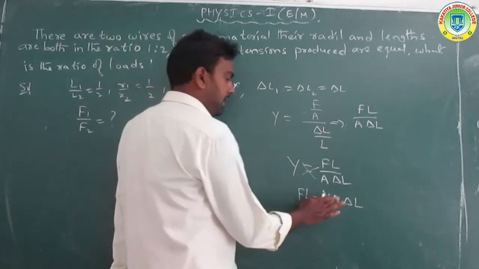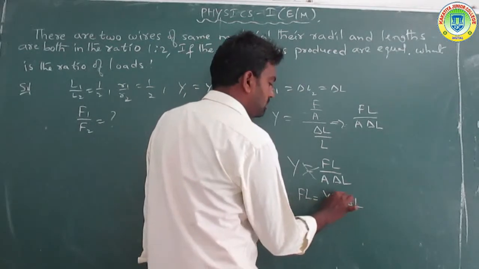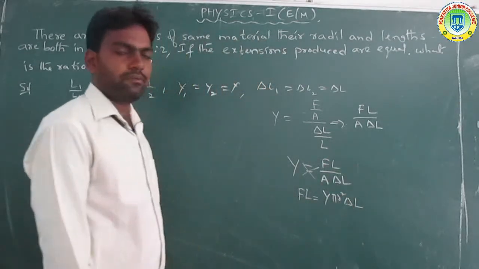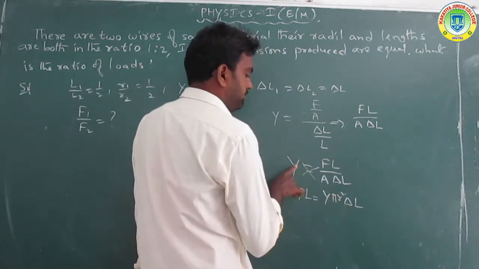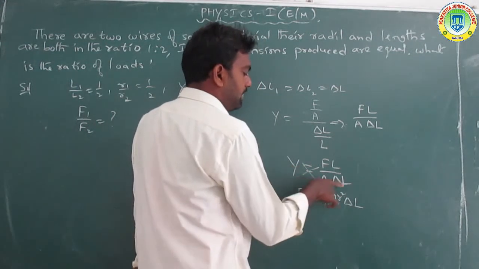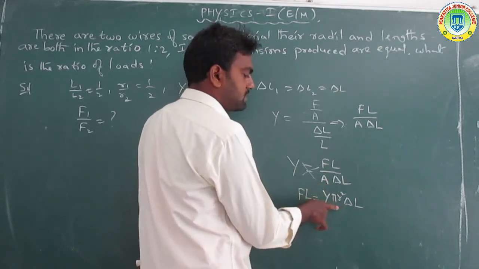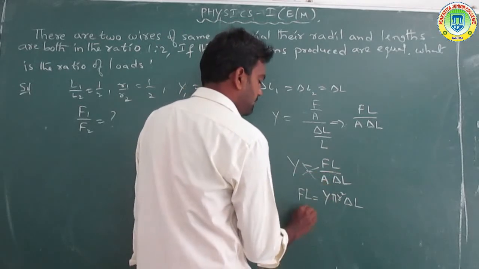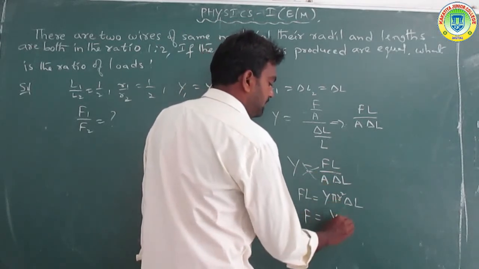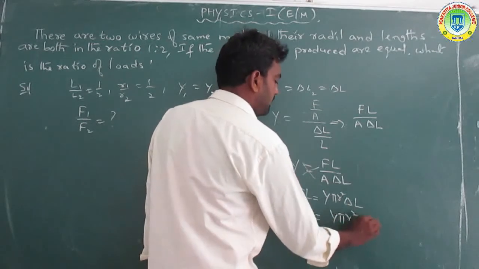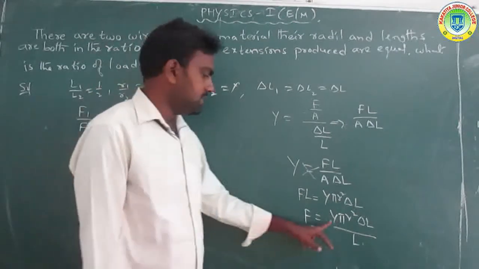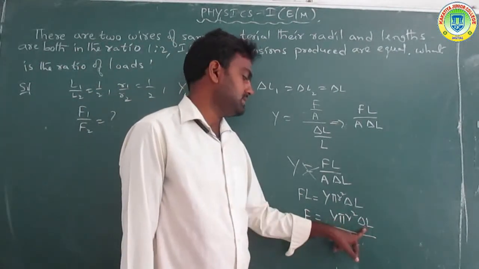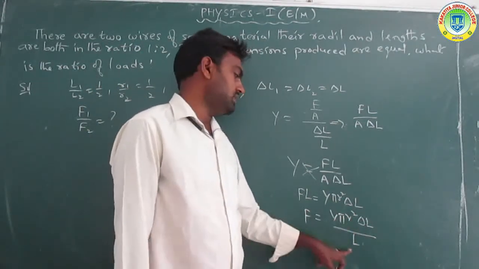Here A is the area, pi r square. So F L is equal to y pi r square delta L, and F is equal to y pi r square delta L by L. Here y is the same, pi is a constant, and delta L is the same. So only r and L change.